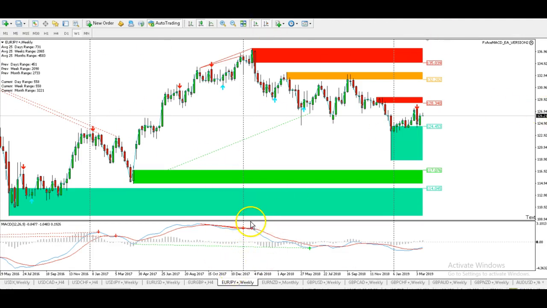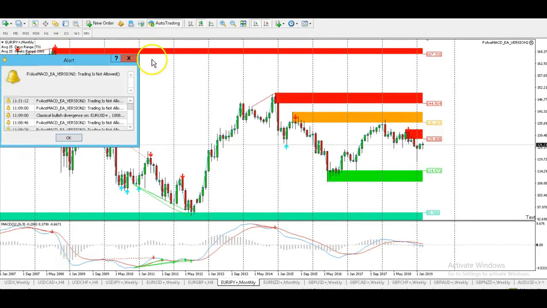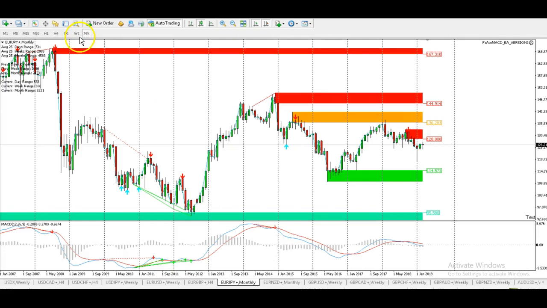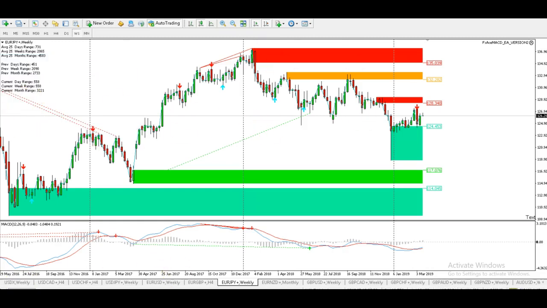Okay, so Euro JPY. Just looking at the monthly here. Nothing on the monthly, nothing on the weekly. So I'm not looking to trade this week. As we know, we look to trade inside zones. We look to trade for weekly inside monthly areas and daily inside weeklies. We're neither at a monthly nor at a weekly here. So we're not looking to trade this.